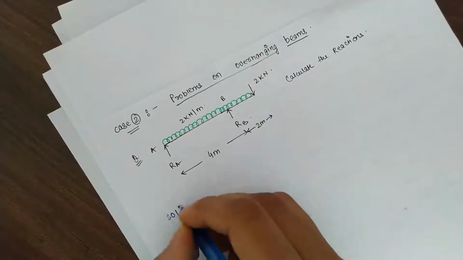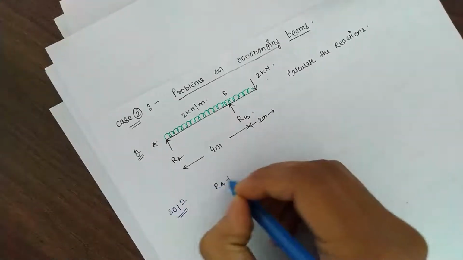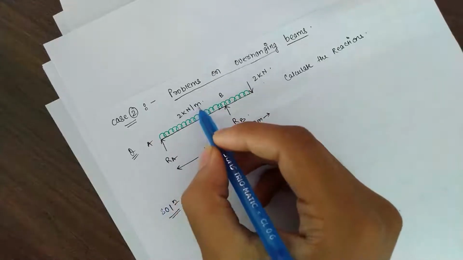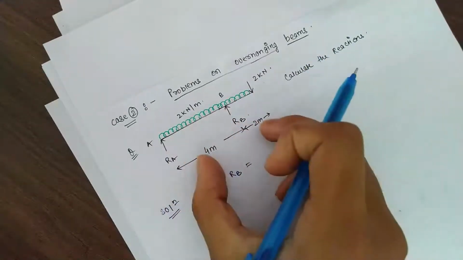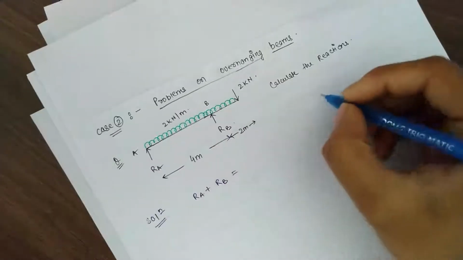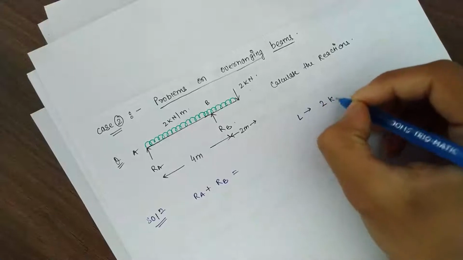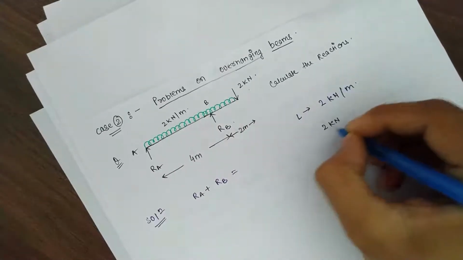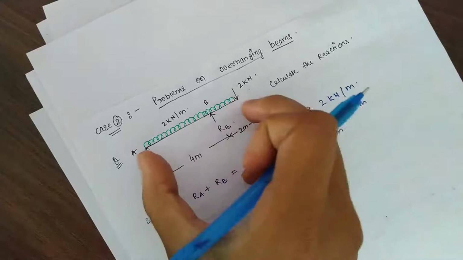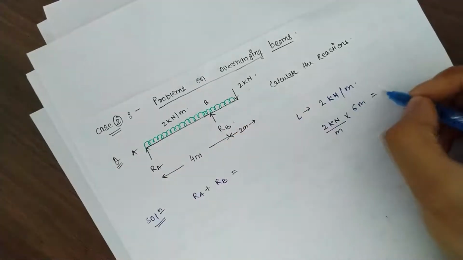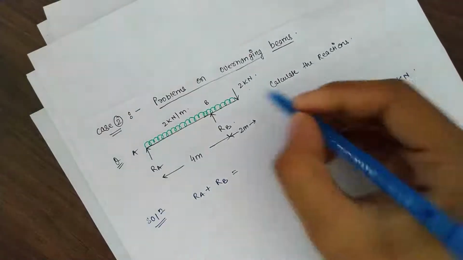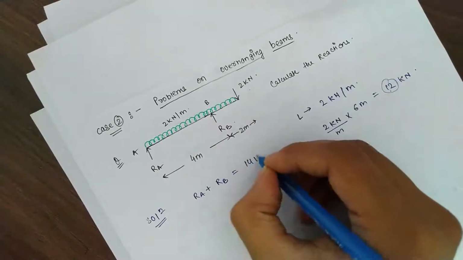So we will be applying the same method. Ra plus Rb will be equal to 2 plus, now this load, which is 2 kN per meter, we have to multiply it by the distance, because it is a uniformly distributed load. If we multiply it by the distance, it's 2 kN per meter into 6 meter, because it is applied on the overall length, which is 6 meter, so it will be 12 kN. So 12 plus 2, it will be 14 kN.